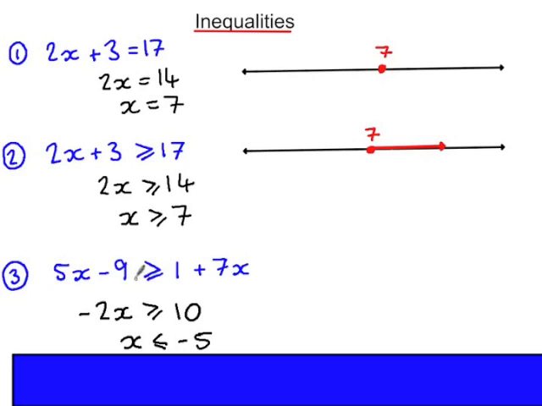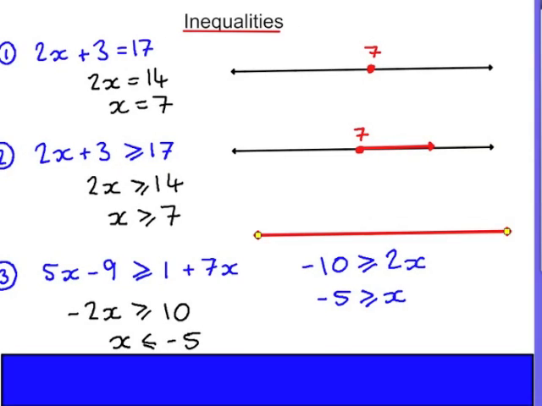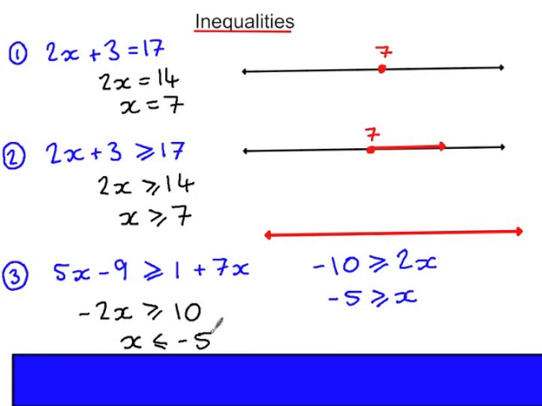From the original inequality, if we instead subtract 5x from both sides and subtract 1 from both sides, now we can divide by 2. -5 greater than or equal to x is the same as x is less than or equal to -5. On a number line, if we take any value of x which is less than or equal to -5, multiply that value by 5 and subtract 9, it will always be greater than or equal to multiplying that number by 7 and adding 1.